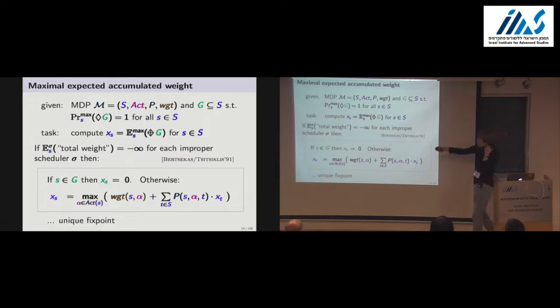And with this assumption, when you rephrase this equation system as a fixed point equation, it was shown it has a unique fixed point. This is rather straightforward, and this unique fixed point characterization also yields the existence of an optimal memoryless deterministic scheduler. And all this does not apply when you only have positive or non-negative weights. This one does not apply.